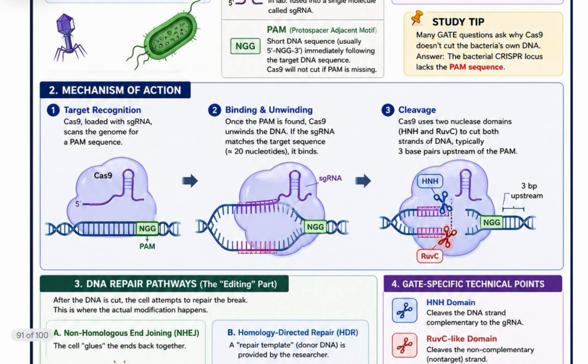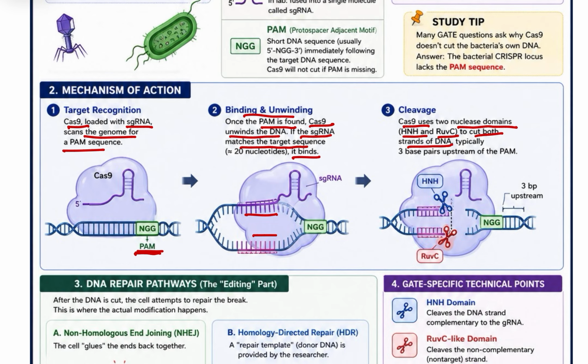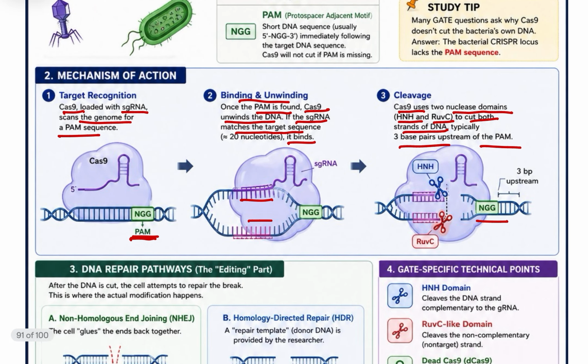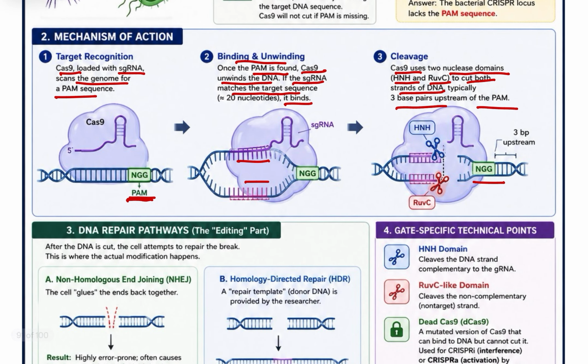So the target recognition: Cas9 along with sgRNA scans the genome for the PAM sequence, binding and unbinding. Once the PAM sequence is found, Cas9 unwinds the DNA. If the sgRNA matches the target sequence, it binds. Third, cleavage. Cas9 uses two nuclease domains to cut both the strands of DNA, typically 3 base pairs upstream of the PAM sequence. And the last one is joining or fixing it with the desired or correct sequence.